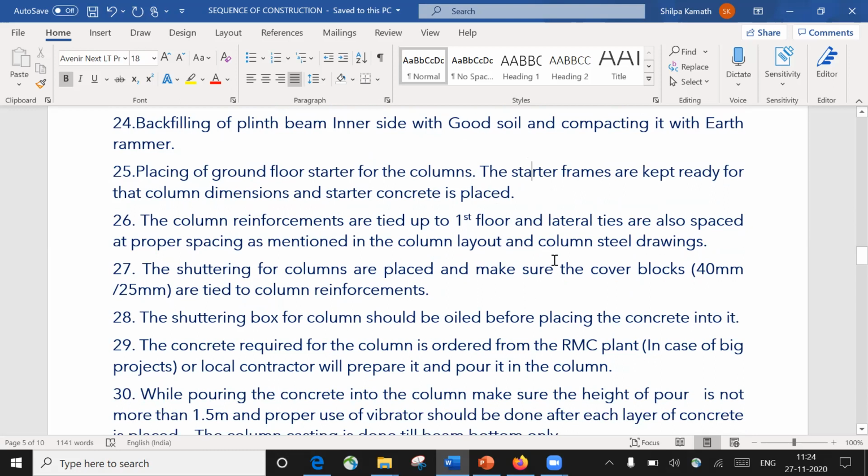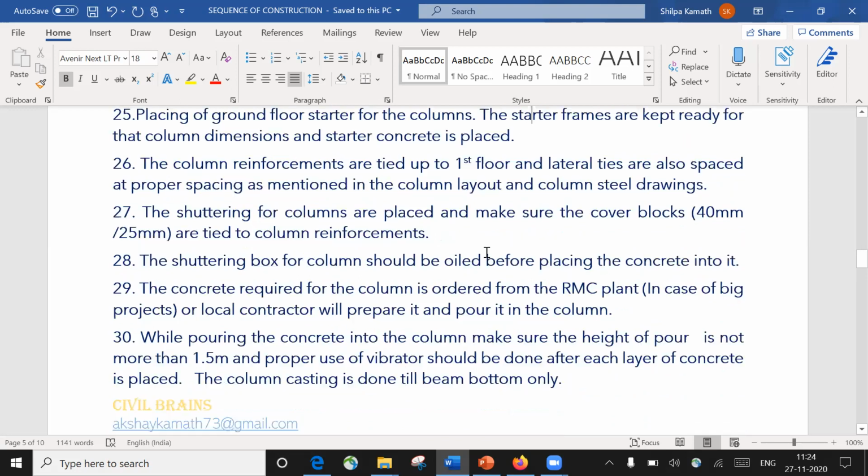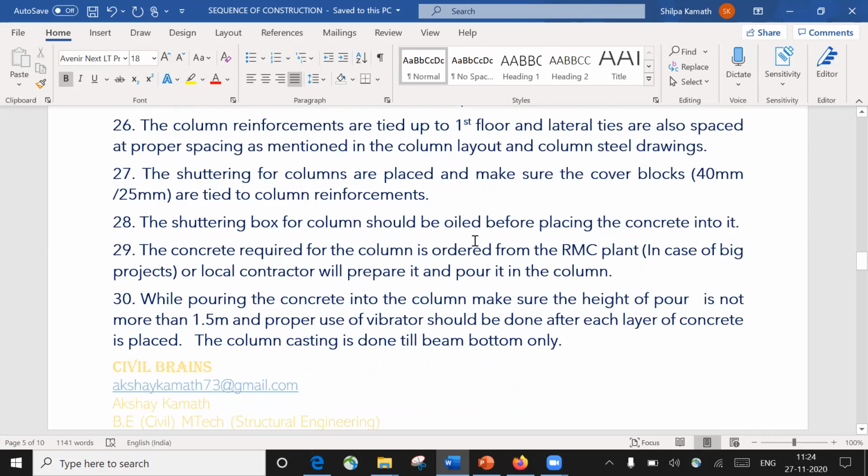Again, you have to raise the ground floor column reinforcement up to the first floor, and put all the lateral ties. Again, you have to refer to the column details, which will be mentioned in the drawing, and the same has to be implemented at the site. Then the shuttering for the columns is placed, and make sure the cover blocks are given. Again, it is 40 mm. The shuttering box for the column should be oiled before placing the concrete into it. Whenever we put the shuttering box, we have to make sure that oil is applied, so that when you do the de-shuttering, it will be easy to remove.